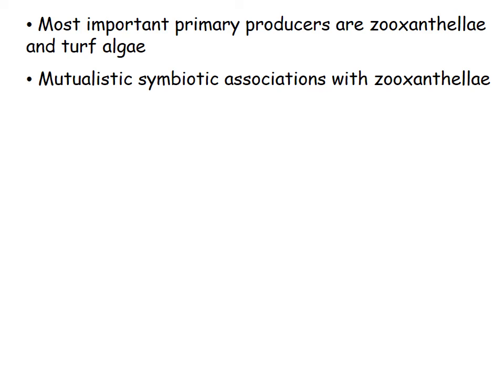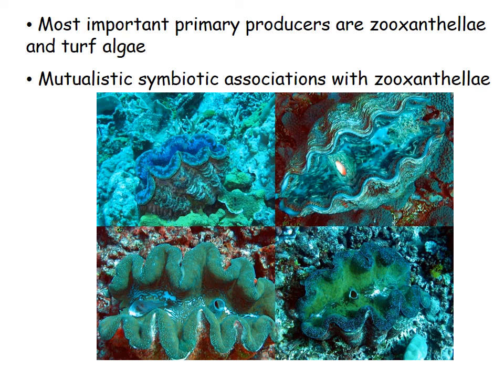Mutualistic symbiotic associations with zooxanthellae are super important for the health of the coral and the health of every organism that lives and survives off of the coral reef. You can see them here. Remember these pictures of the giant clams with the zooxanthellae living inside of them. Very mutualistic symbiotic relationship.